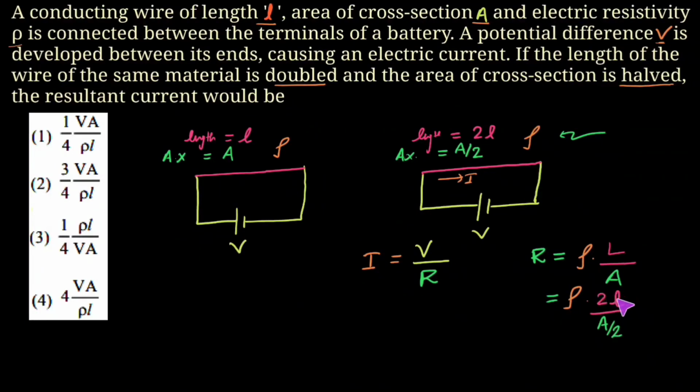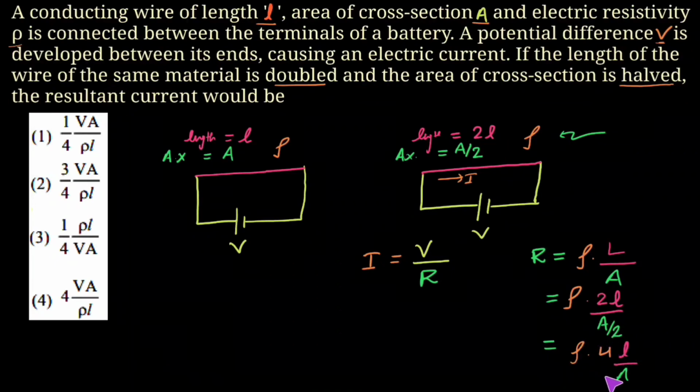Why am I using this 2L and A by 2? Because only L and A are defined in this question. So we have to assume the length and the cross section area in relation with the variables defined in the question only. We cannot assume that 2L is a new length, because we have to use the same variables which have been defined in the question. So from here the value of resistance would be ρ into 4L divided by area of cross section. So this is the value of resistance.